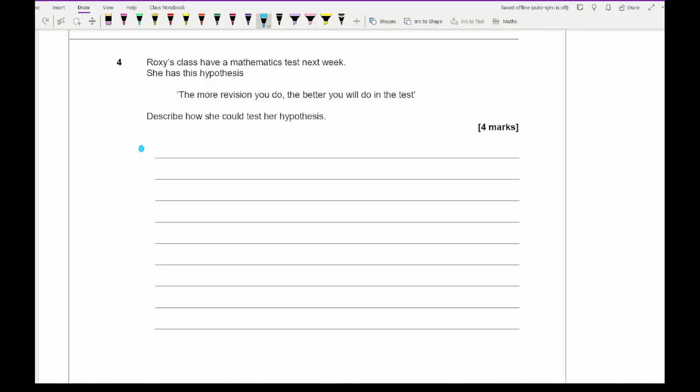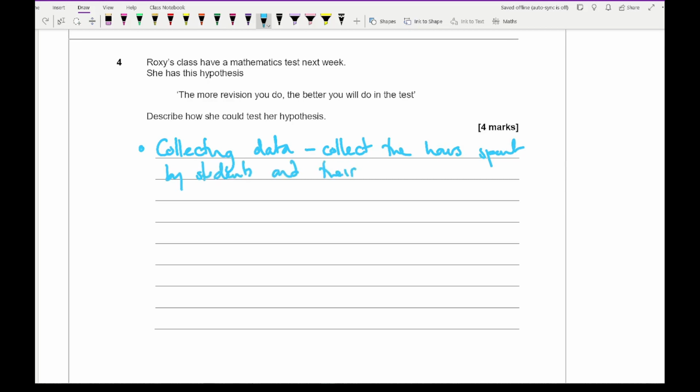So what you want to do is something along the lines of you collecting data, and what data you're going to collect is you want to collect the hours spent by students and their final mark. You then want to go on to then talk about what diagram you would use. So then you would then plot the results in a scatter diagram or scatter graph, whichever floats your boat in terms of its name.